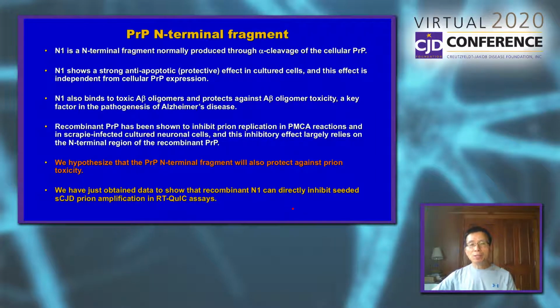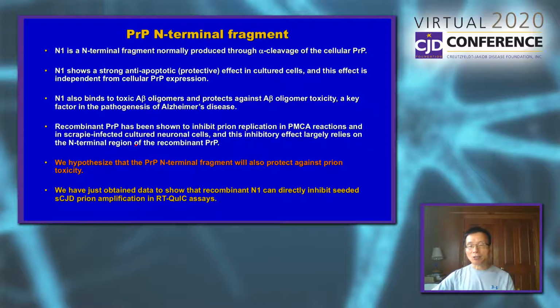So why do we choose the PrPC N-terminal fragment to try to achieve a neuroprotective effect? N1, as I showed before, is an N-terminal fragment normally produced through alpha cleavage of cellular PrP. It's shown a good, strong effect to prevent cell death in cultured cells, and it's been shown to also bind to toxic A-beta oligomers, which are the central player in Alzheimer's disease pathogenesis, and by binding, they can neutralize toxicity in Alzheimer's disease. And it may also do the same thing with other toxic molecules, like in Parkinson's disease, maybe even in tauopathy.